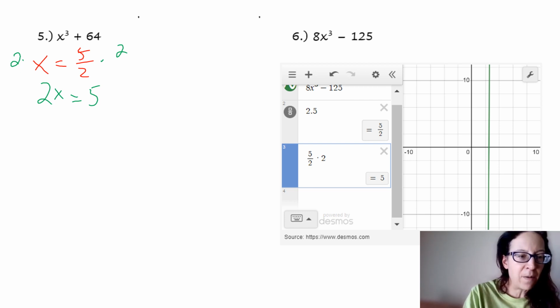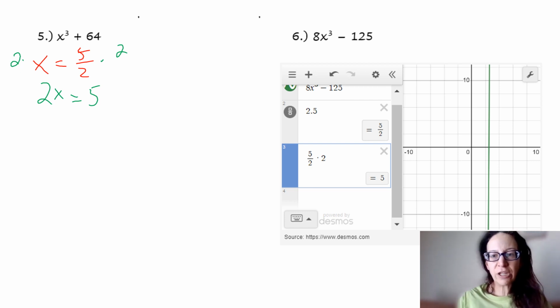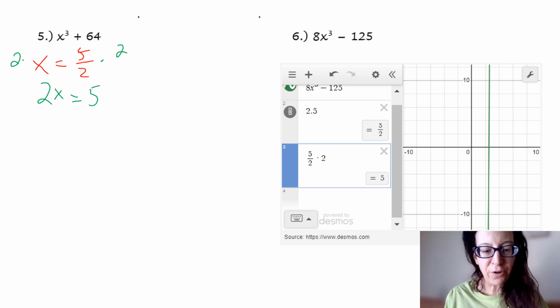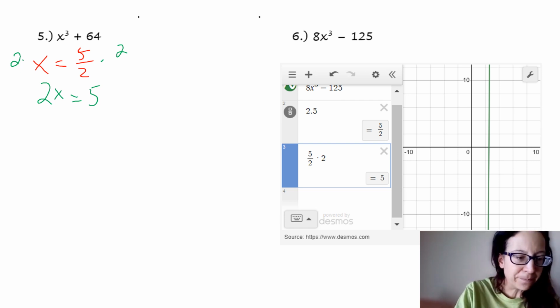Now, if I come back over here to Desmos, and you're thinking, I don't know, Miss Taylor, that seems dodgy, if I do 5/2 and multiply it by 2, notice that Desmos backs me up on this. It says, yeah, that's equal to 5, so that's just backing up the reasoning on that.